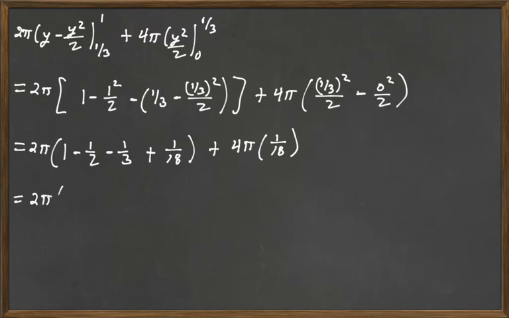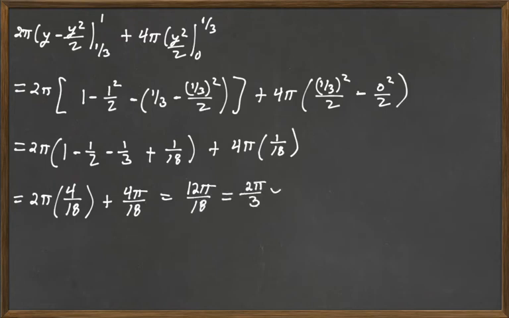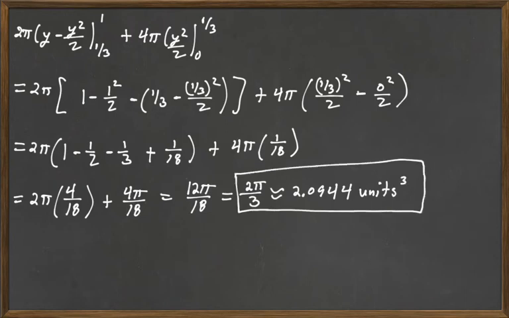That equals 2 pi, get a common denominator, and that ends up being 4 over 18 plus 4 pi over 18. So that's going to be 12 pi over 18 as the volume, or approximately 2.0944 units cubed. And of course, you can reduce the 12 pi over 18 as 2 pi over 3.